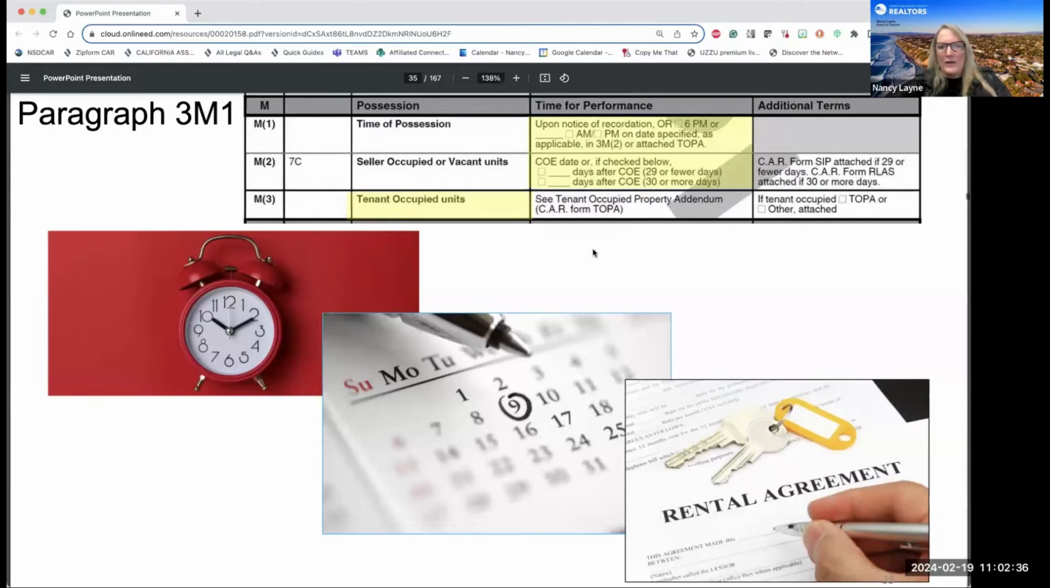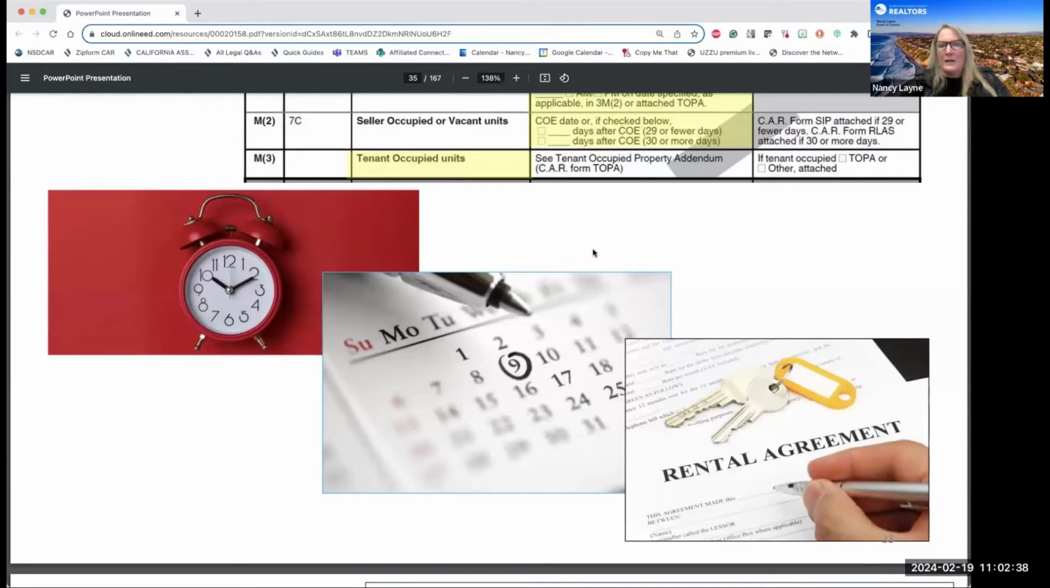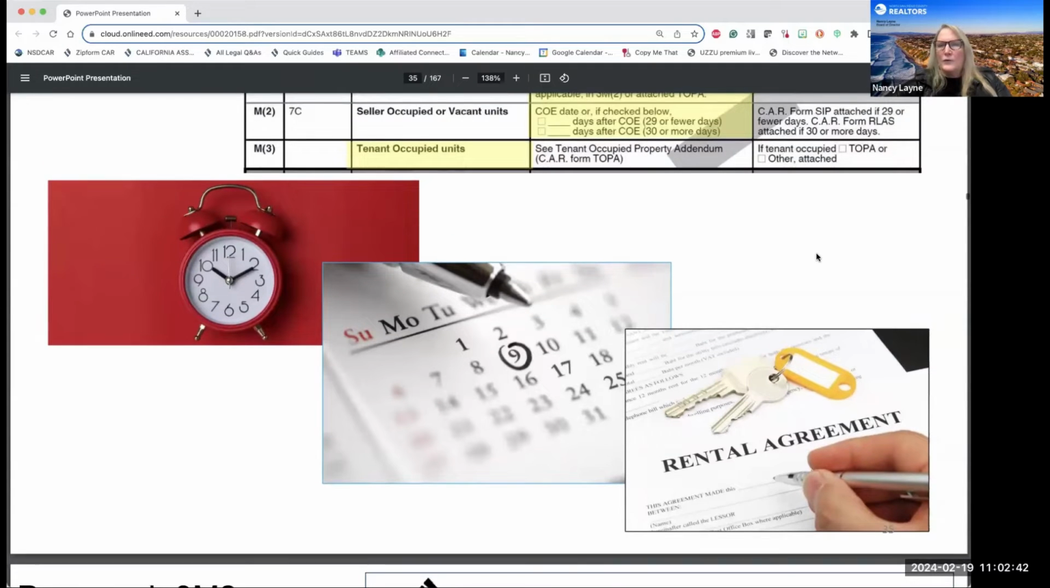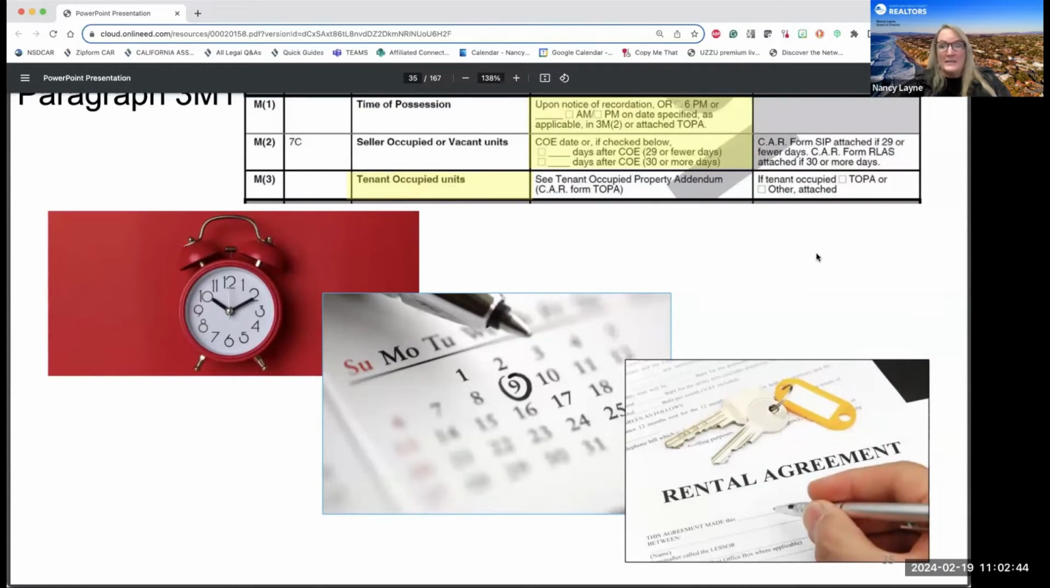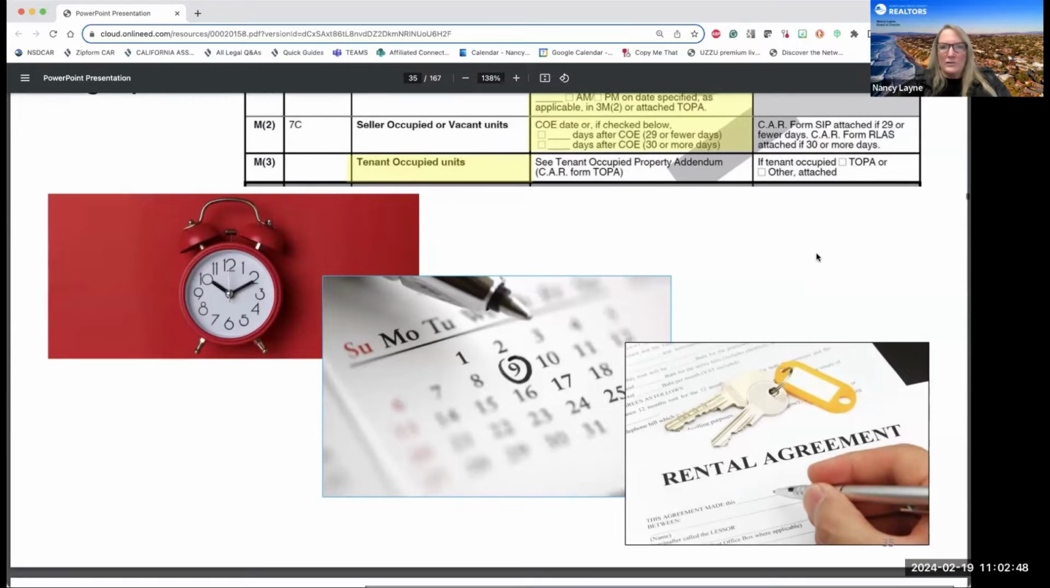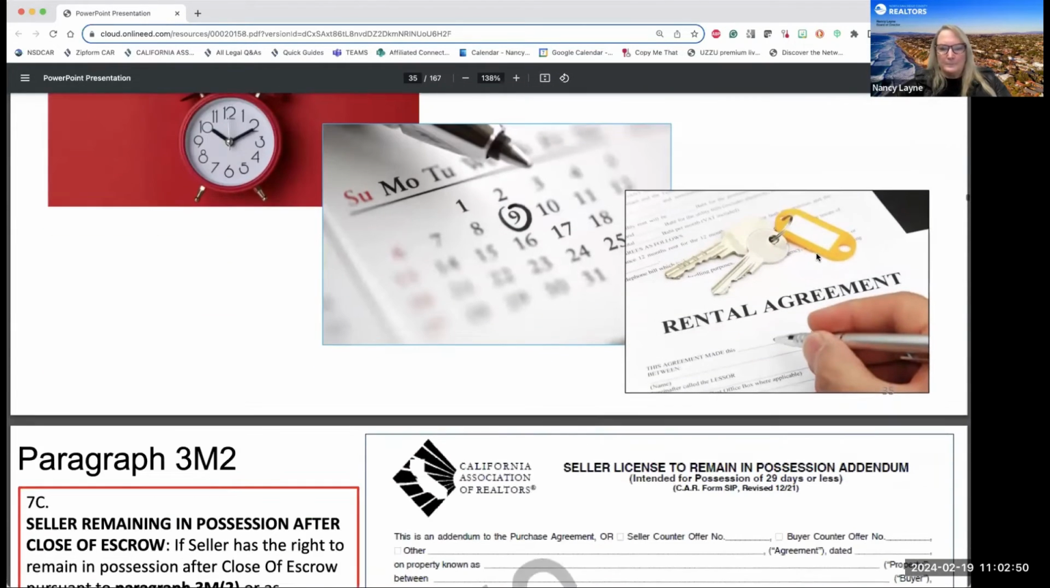If, again, you have anybody in that property that is not on title, they need a TOPA. If you have a seller who is going to stay in the property after close of escrow, you also have to have a TOPA.